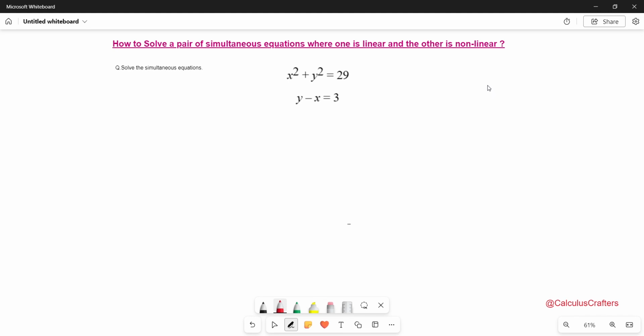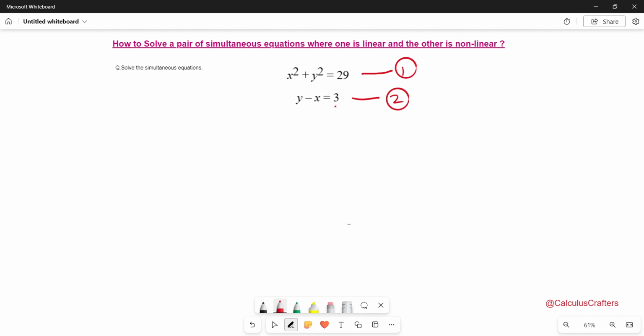In today's video, we can discuss how to solve a pair of simultaneous equations where one is linear and the other one is non-linear. Let's take this example: x squared plus y squared is 29 and y minus x equals 3. So let's label these two equations. The one with the squares, we can label as the first equation, and the linear equation, we can label as the second equation.